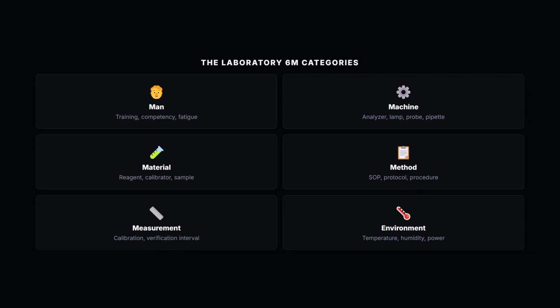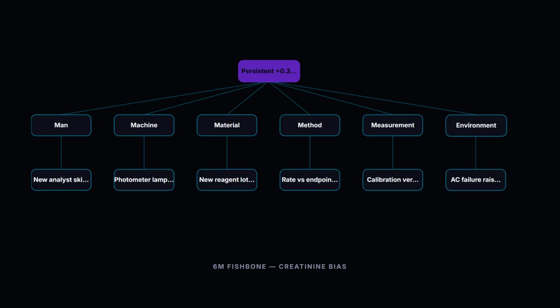Now put a real problem at the head of the fish. A persistent positive bias on the Jaffe creatinine method, roughly plus 0.3 milligrams per deciliter, sustained across both QC levels for 2 consecutive runs. Brainstorm every plausible cause under each of the 6 bones before you commit to 1: lamp aging under machine, a new reagent lot under material, a rate versus endpoint protocol change under method, an extended calibration verification interval under measurement, a new analyst skipping the QC review step under man, and a lab air conditioning failure raising reaction temperature under environment.